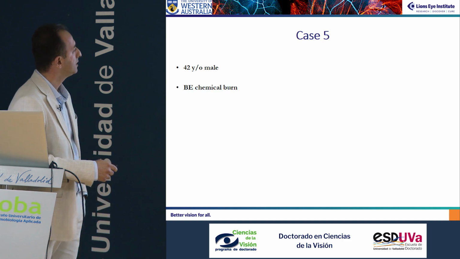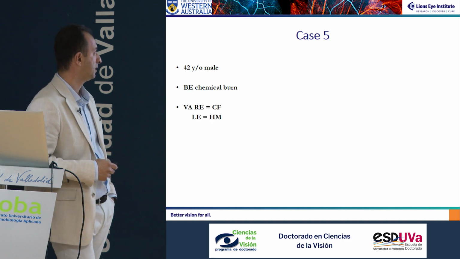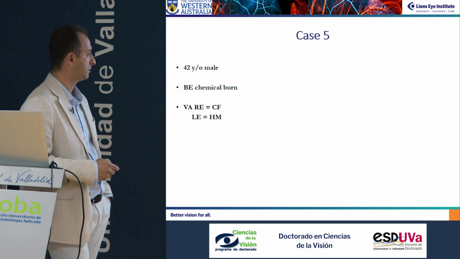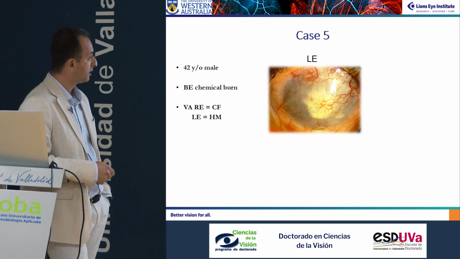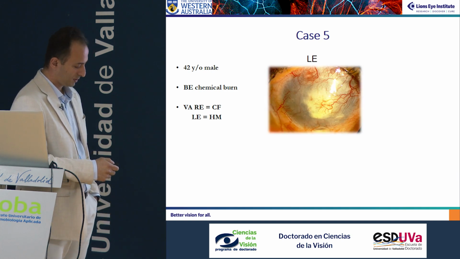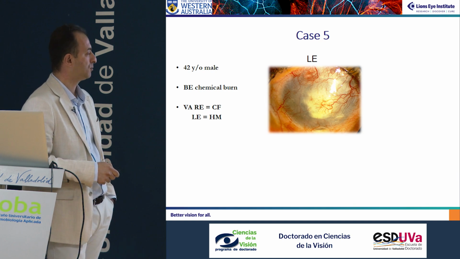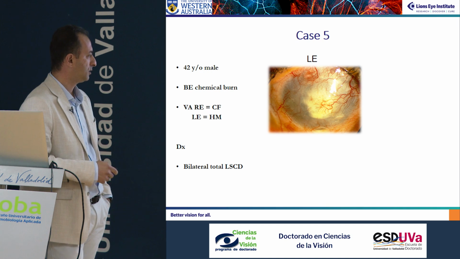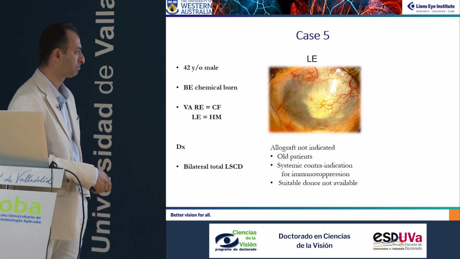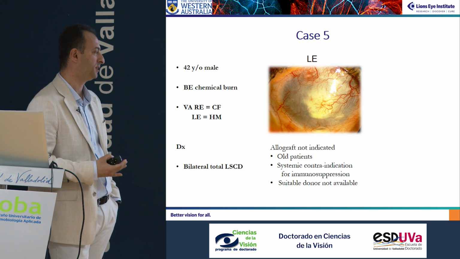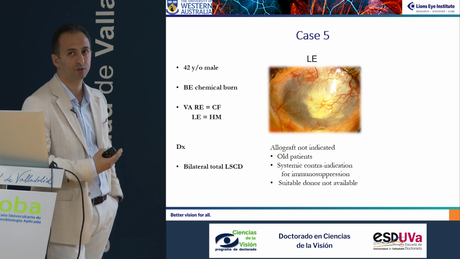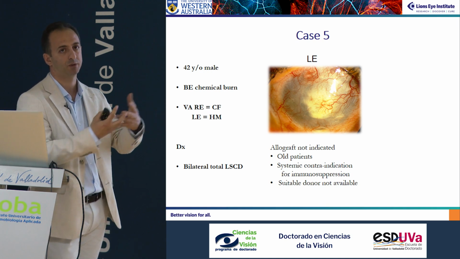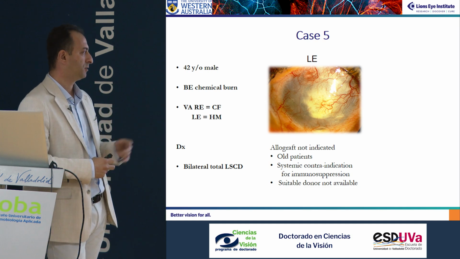And the last case in this part is, again, a young male with both eye chemical burns. But this time, as you can see, there is lipid deposition, and it is a more severe case of limbal stem cell deficiency, again with bilateral total limbal stem cell deficiency. So there are some cases where, with allograft, we can't take a sample from a donor eye for several reasons.